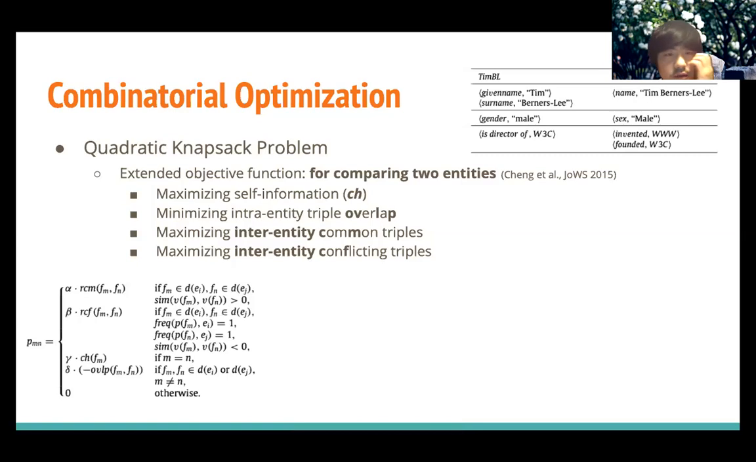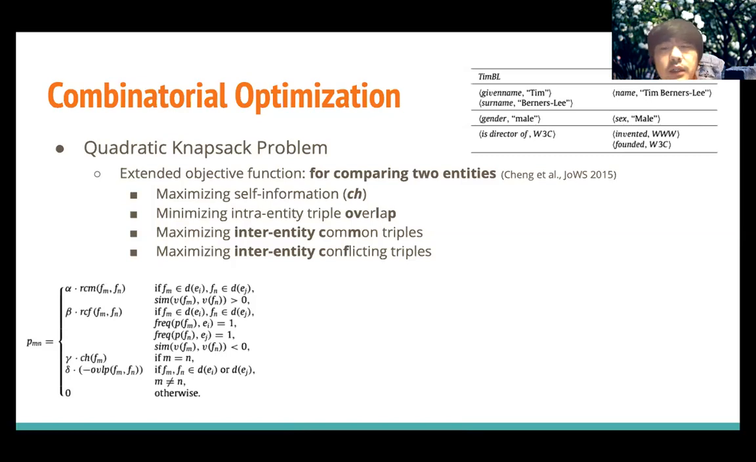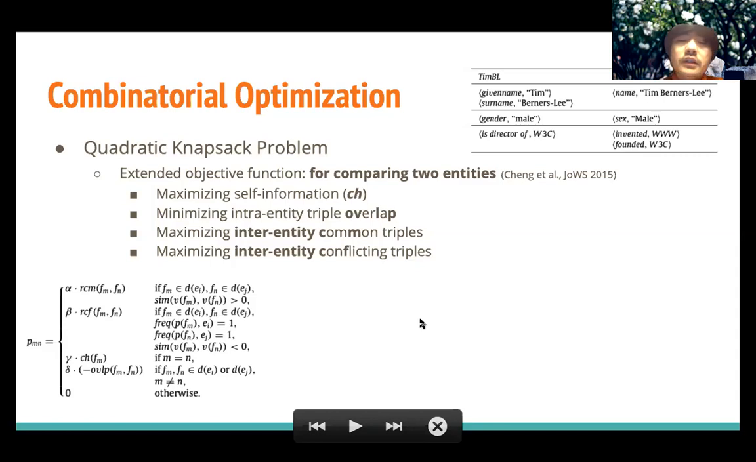So our extension is that we redefine or extend the profit function P here, because now we have two entities, not just one single entity. So we need to consider inter-entity similarity and inter-entity dissimilarity, because we don't know whether these two entities refer to the same real-world entity. So we need to show their similar features and also show their different features. So we can compute some inter-entity commonness and inter-entity conflicts. I don't want to go to the details here.